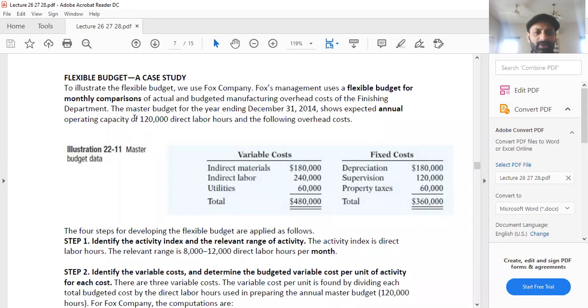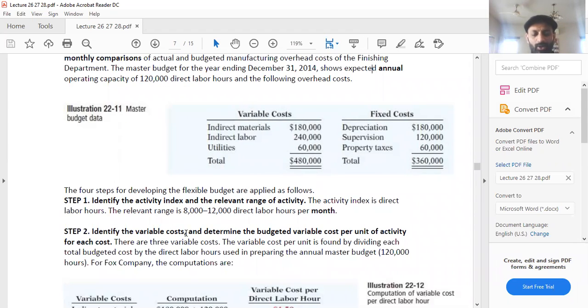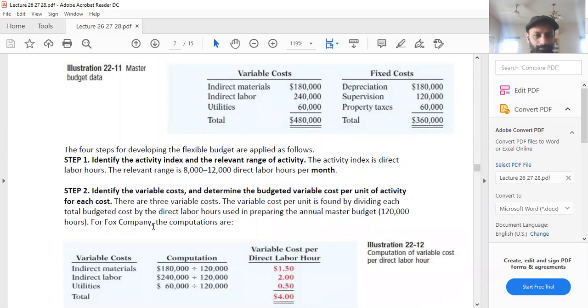आप देखेंगे initially we said it was 120,000 direct labor hours annually. So if for 12 months you have 120,000 direct labor hours, obviously it is very simple. You can calculate the monthly simply by dividing 120,000 by 12. और ये इन्होंने साथ in order to give you a range उन्होंने कहा कि the relevant range is 8,000 to 12,000 direct labor hours per month. If you want to calculate it annually, you simply multiply each by 12.